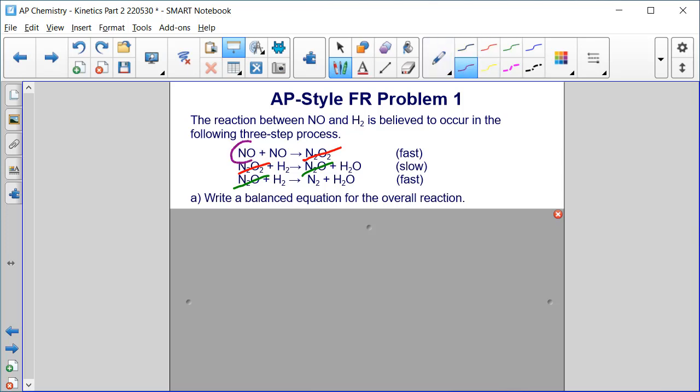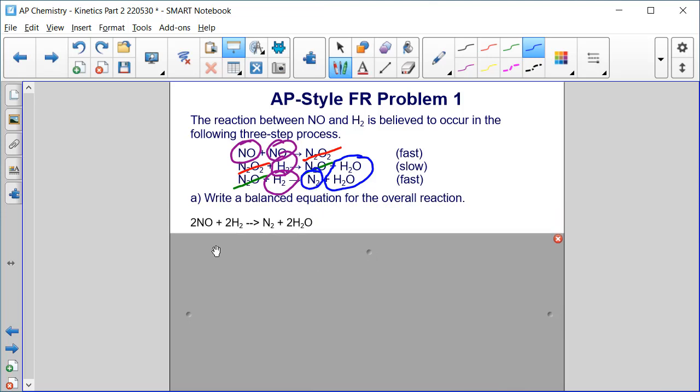So look here, we have 1 NO plus 1 NO, which would give us 2 NO reactant molecules. We also have 1 H2 here and 1 H2 here, which would give us 2 H2 molecules. And what about on the product side? We have 2 water molecules and 1 N2 molecule. So here we go: 2 NO plus 2 H2, that's what I circled in the purple, produces 1 N2 plus 2 H2O, which is what I circled in the blue.